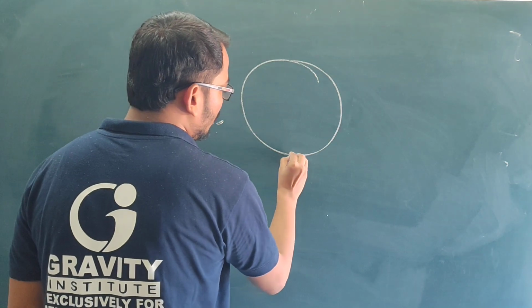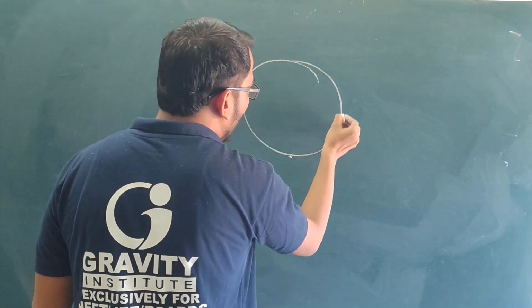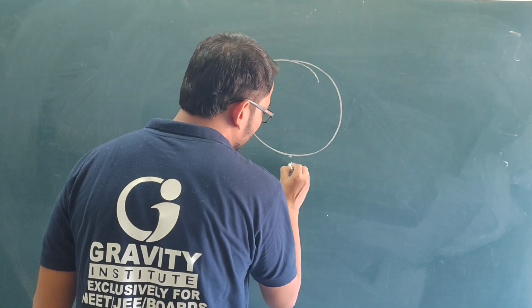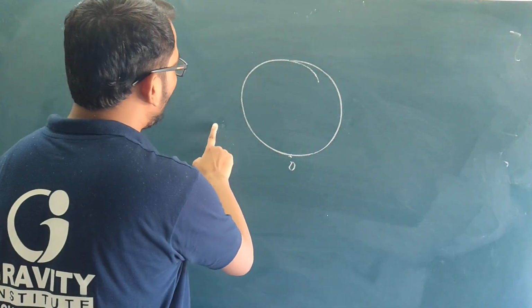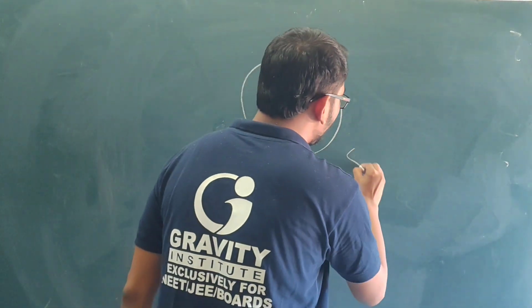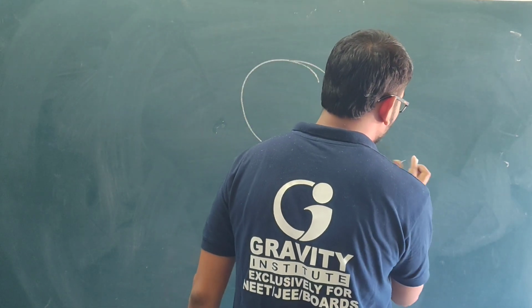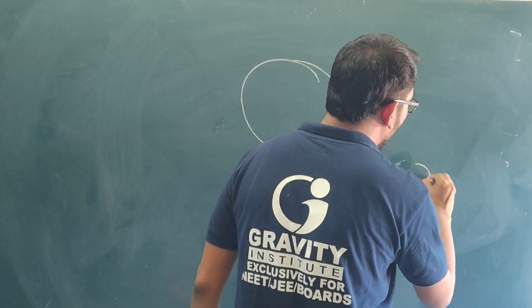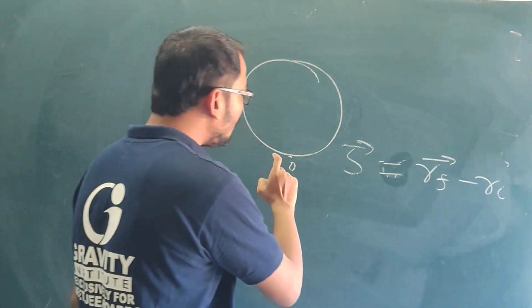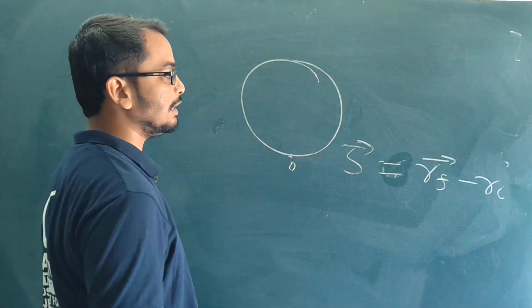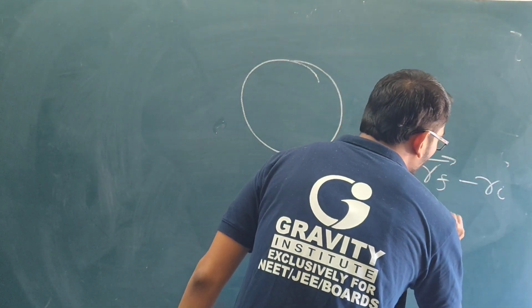I have a particle that starts from here, and after some time the particle comes back to this position. I name this position O. So we can say that displacement is R final minus R initial. R final and R initial are the same, so it will come out to be 0.